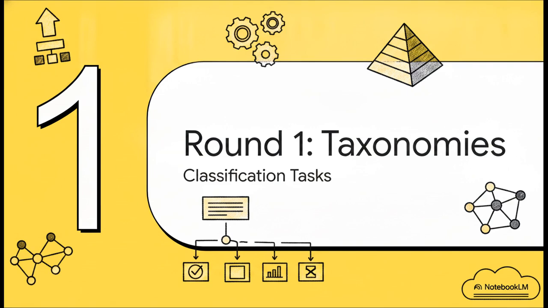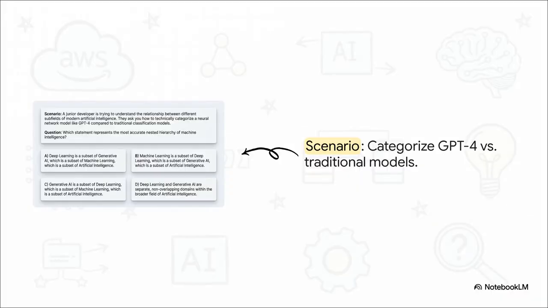Round 1. Taxonomies and classification tasks. Here's your very first scenario. Imagine a junior developer is trying to understand the relationship between different subfields of modern artificial intelligence. They ask you how to technically categorize a massive neural network model like GPT-4 compared to your traditional classification models. The question is, which statement represents the most accurate nested hierarchy of machine intelligence? Take a look at the options. Is it A, B, C, or D? I'll give you just a second to lock in your mental choice.